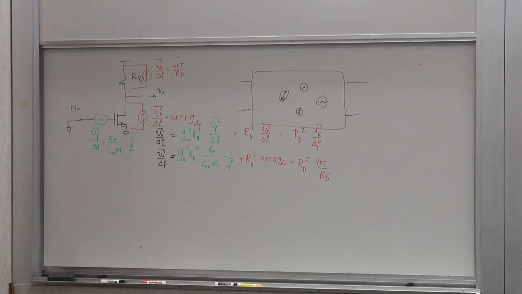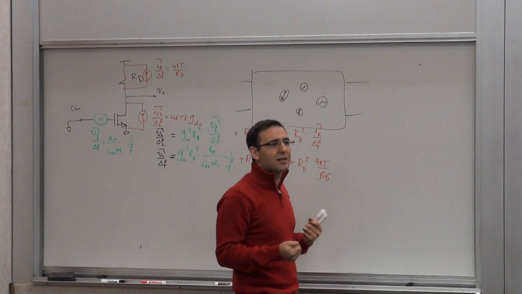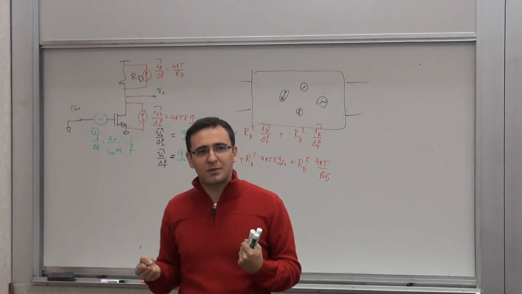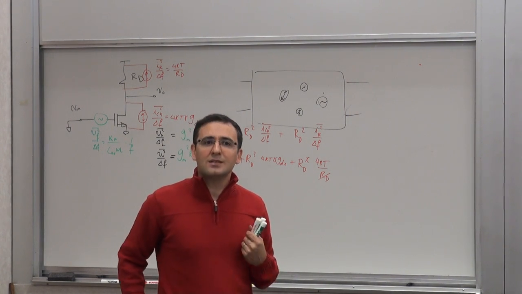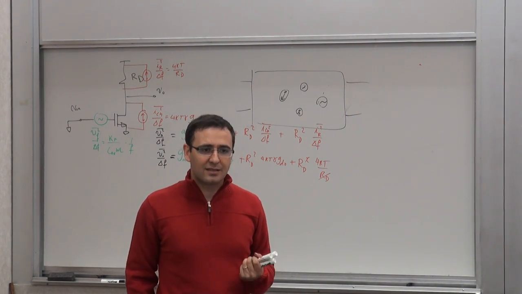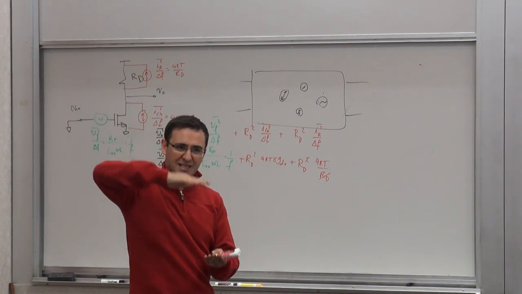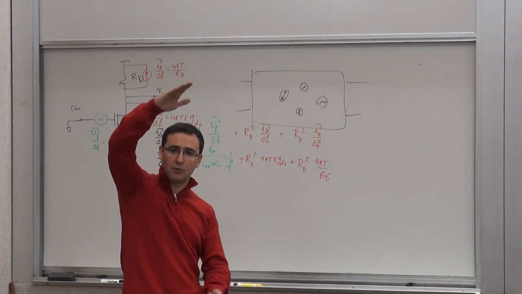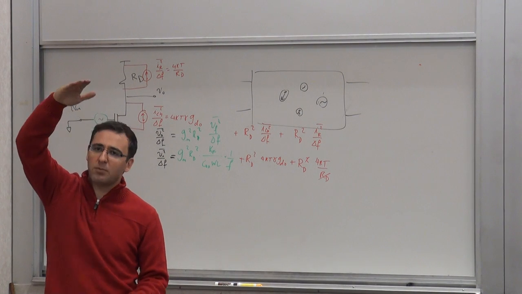whether or not this is good or bad is a function of what? Why do we care about noise to begin with? What is the reason that we have analyzed noise? We talked about this briefly in the beginning. The reason is that noise determines the smallest signal that you can detect, right? You remember the dynamic range, and we're talking about the dynamic range. What is the ratio of the largest signal to the smallest signal that we can process? We want this to be as large as possible.